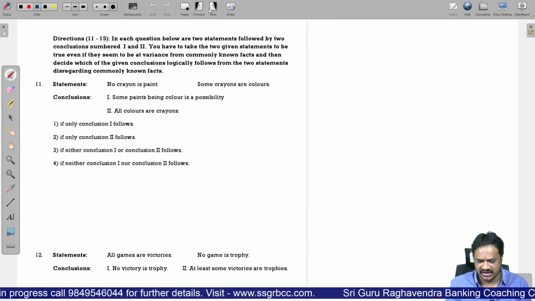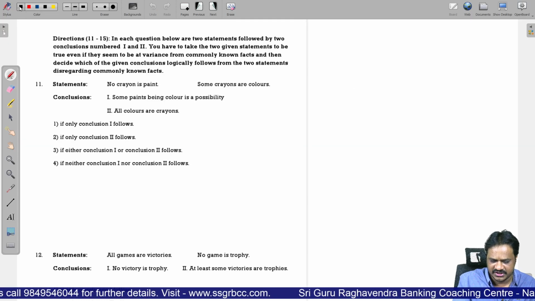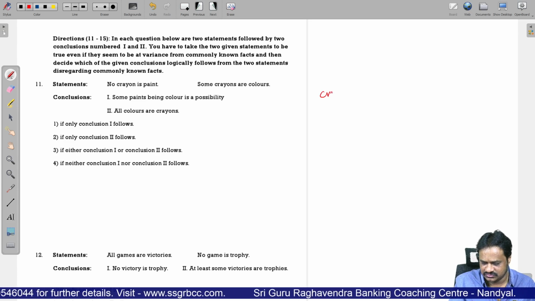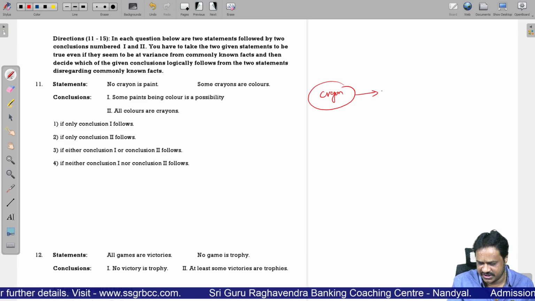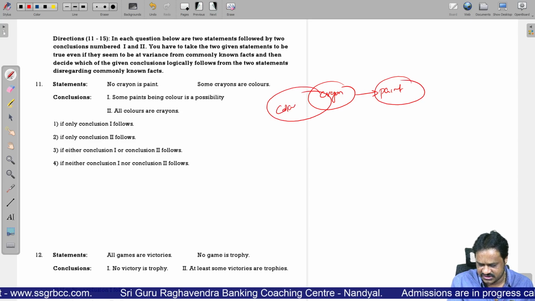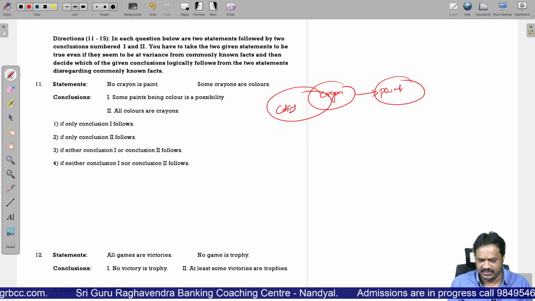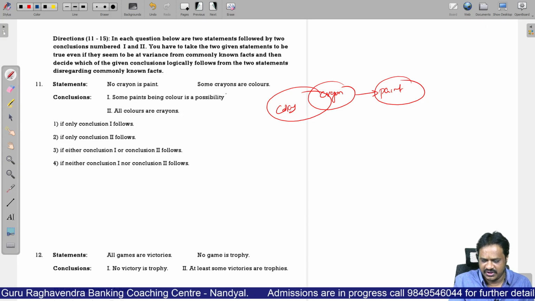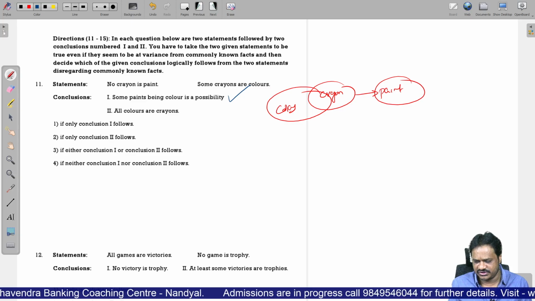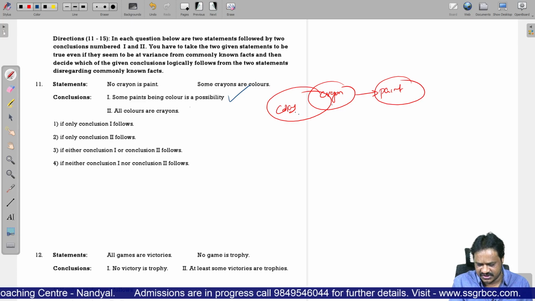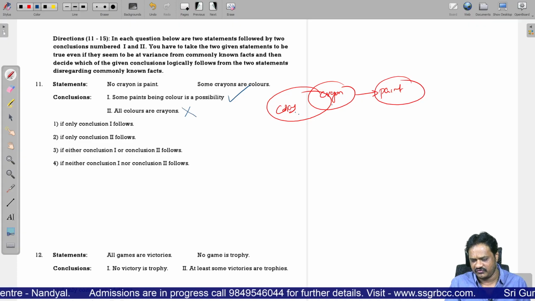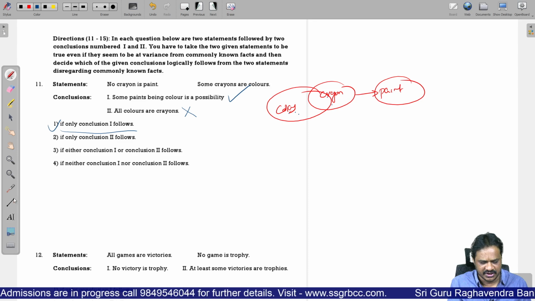Then let us see the 11th one. No crayon is a paint. Some crayons are colors. First one, some paint being color is a possibility. Paint and color, there is no relation. Therefore, any possibility definitely follows. All colors are crayons, it does not follow. Why? Because we can only say some colors are crayons. So therefore, only one definitely follows.